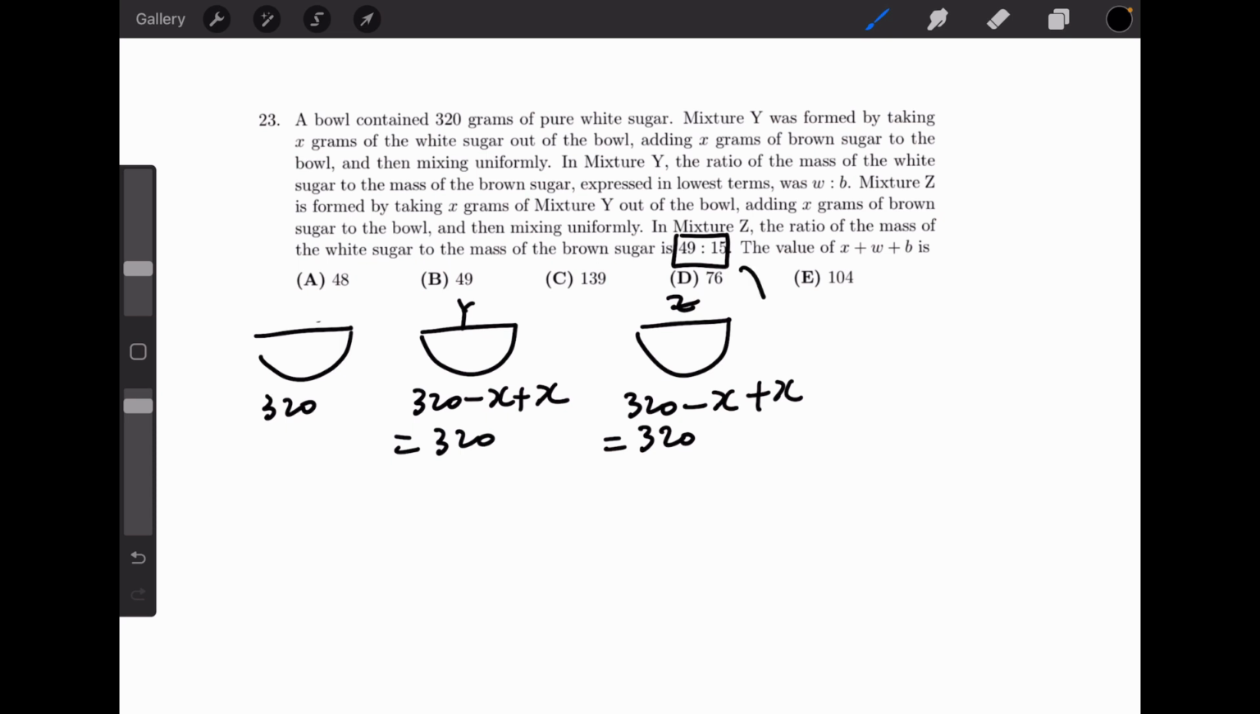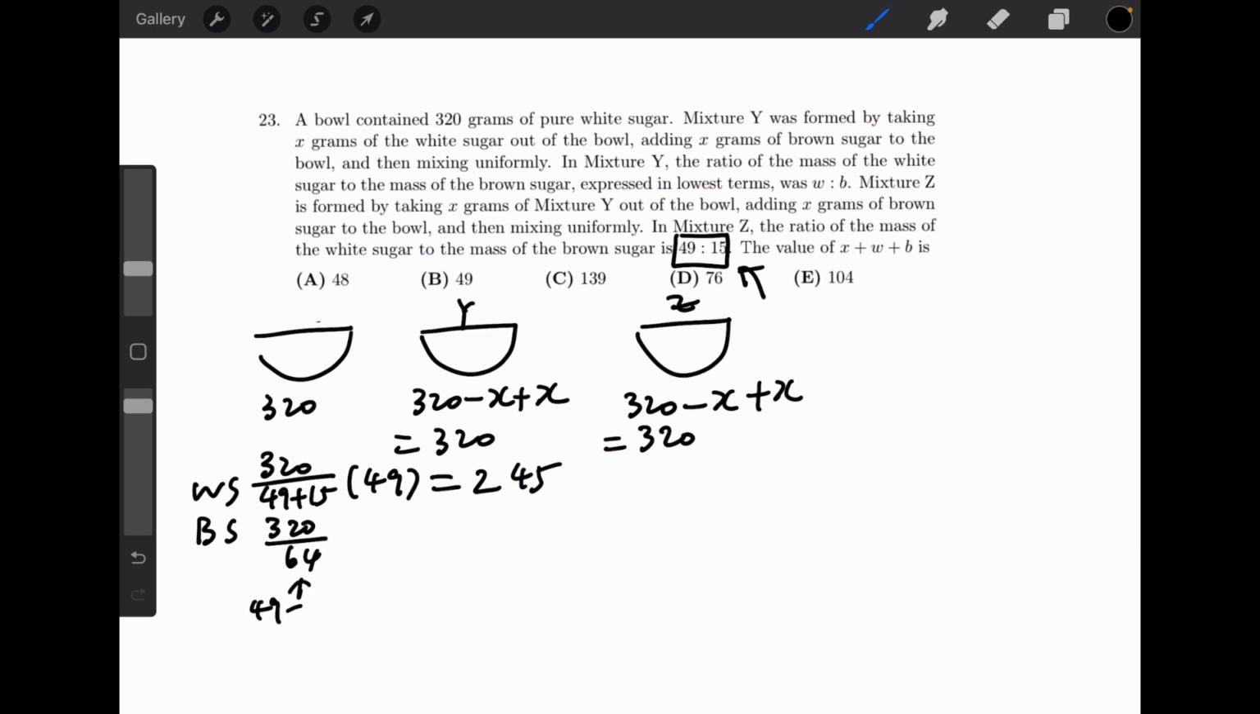Therefore, because we know the exact ratio of brown sugar to white sugar in the mixture Z, we can get the mass of white sugar and brown sugar. So the mass of white sugar will be 320 divided by 49 plus 15 times 49, which is 245. And the mass of brown sugar would be 320 over 64, which is 49 plus 15, times 15, and this gives us 75.